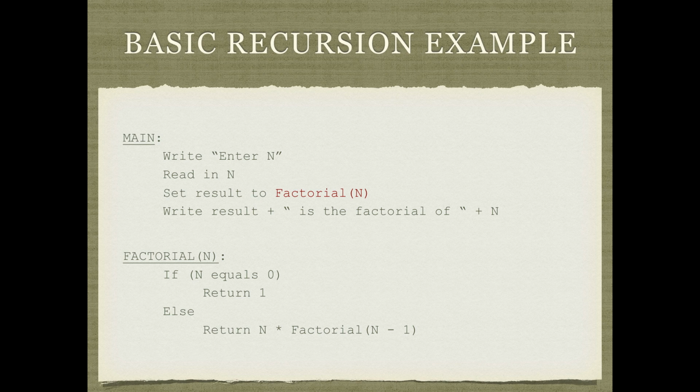The value of 6 bubbles back up to the factorial of 4, which is 4 times the factorial of 3. 4 times that value of 6 is 24. The value of 24 bubbles back up to the factorial of 5. 5 times 24 is 120.